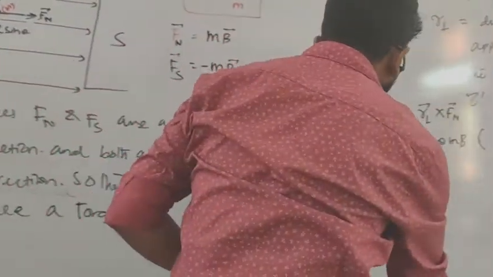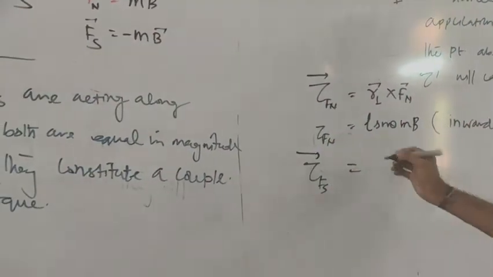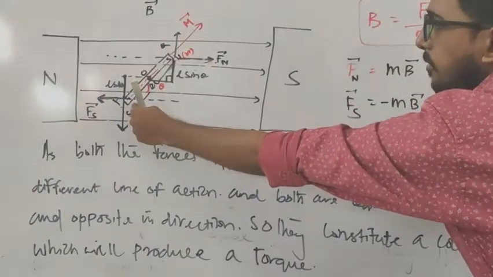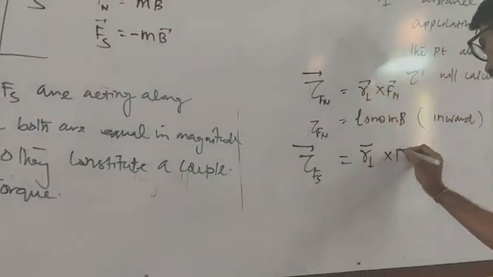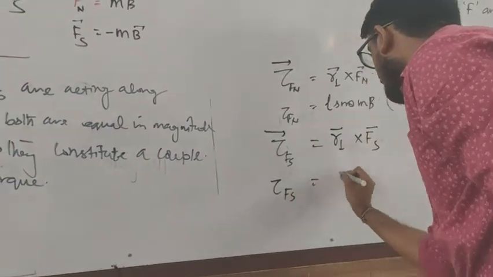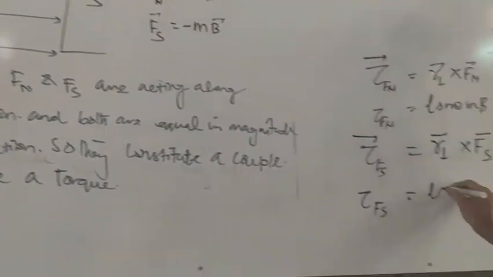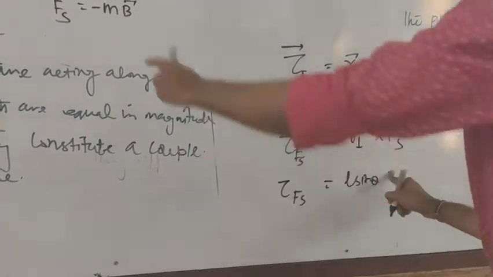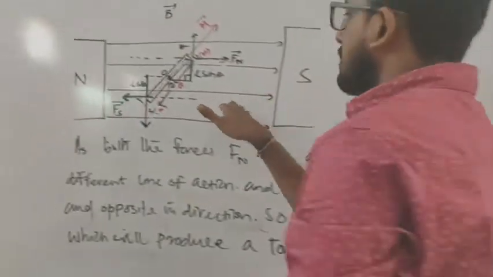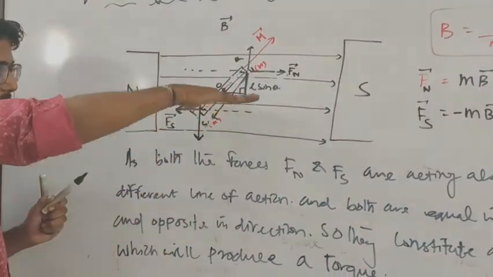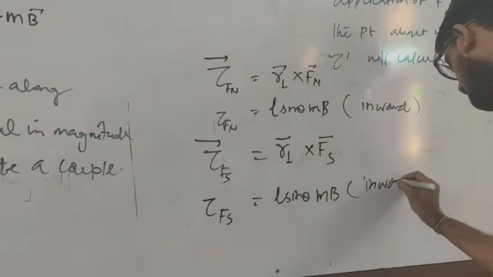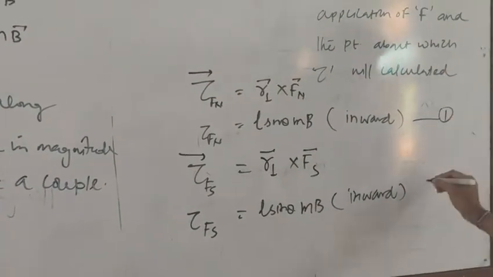Similarly, the torque due to the force on the south pole will be how much? It is R perpendicular, from the center O to the point of application of force Fs, cross the force Fs. Again, the magnitude will be how much? R perpendicular is again L sin theta. And Fs will be how much? Mv. And again the direction of R cross F will be inward. Let it be equation 1, equation 2.